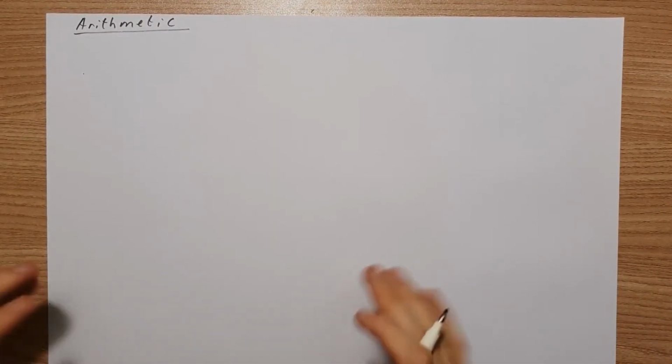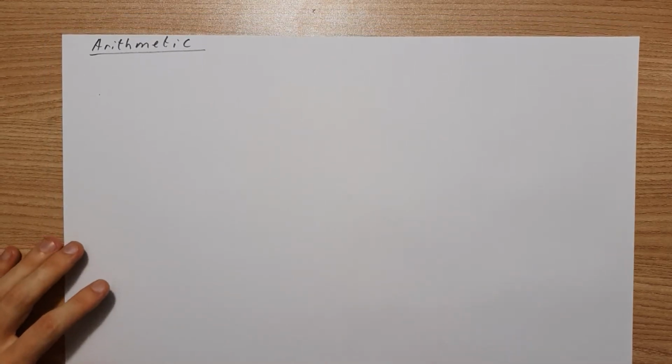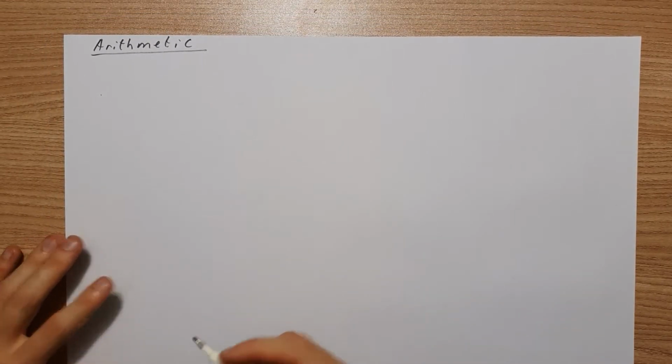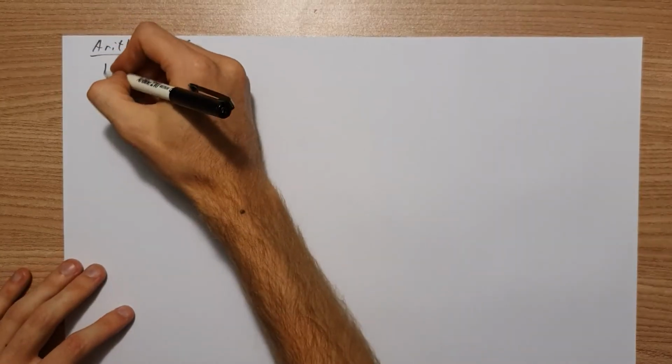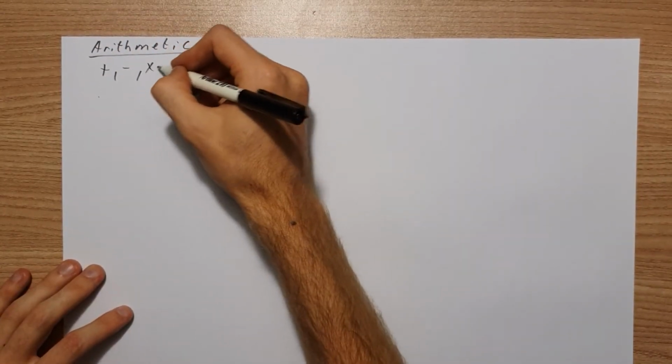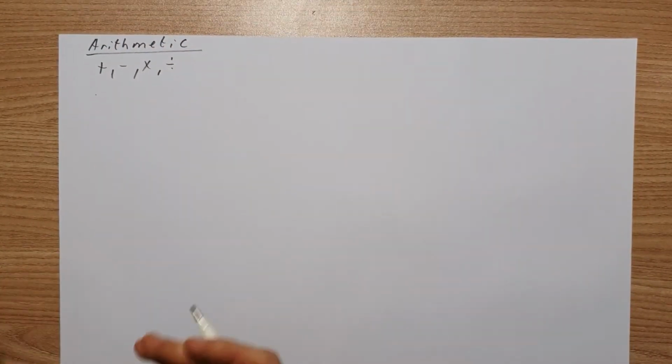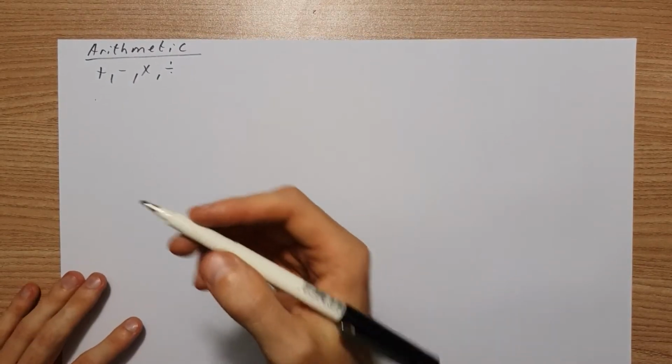Okay, so the first kind of sequences and series we're going to look at is arithmetic, which comes from arithmetic, which is plus, minus, times, and divide. Okay, that's your basic arithmetic. So this one normally has a common difference.